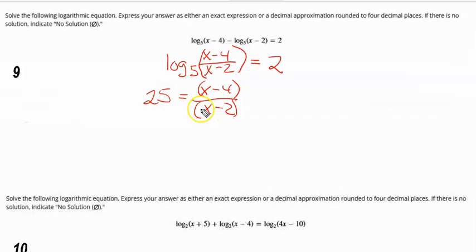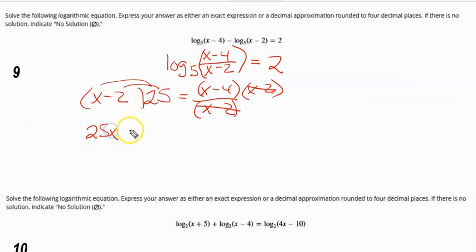Now, we want to solve for x. So we're going to multiply both sides by x minus 2. And then on this side, that cancels out, and then we're going to distribute. So this is 25x minus 50 equals x minus 4. We want to put everything over to this side, so we got our x is over to this side.